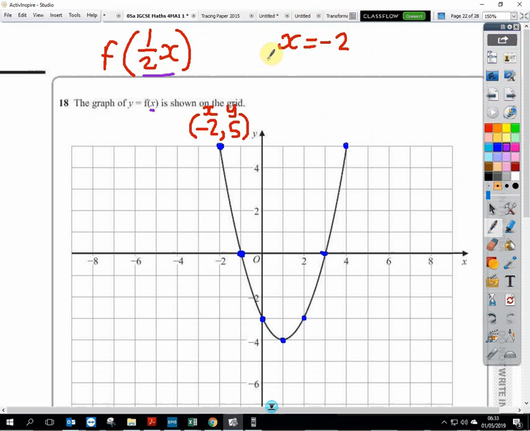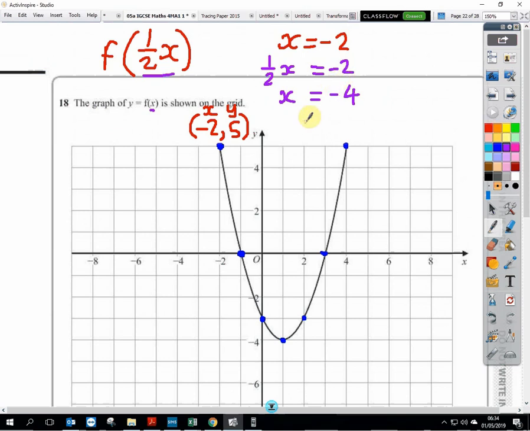Start like this. Your x coordinate at the moment for this particular point is -2. And under the transformation, the x has changed from x to a half x. So that's what you do. In your coordinate, you replace the x with half of x. So now half of x is actually equal to -2. If half of x is equal to -2, what is a full x equal to? Well, you double, don't you? If you know half of x is -2, then x is equal to -4.